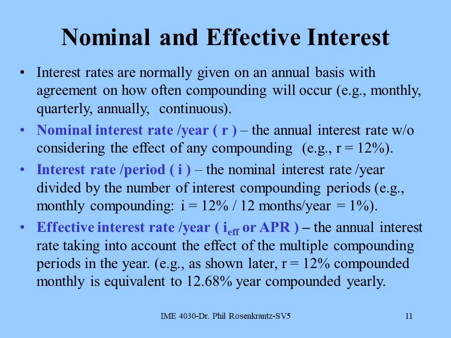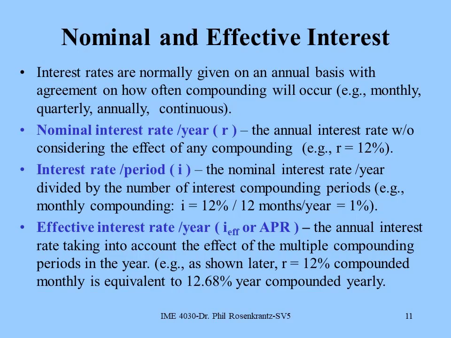The effective interest rate is an annual rate. We see in our book the notation I with a subscript effective, or EFF. But the effective interest rate is known in the business world as the annual percentage rate, APR. It's an annual interest rate, taking into account the effect of compounding during the year. What we'll show later on, for example, is that if you have a 12% nominal interest rate, but you have monthly compounding, you effectively have a 12.68% effective interest rate.